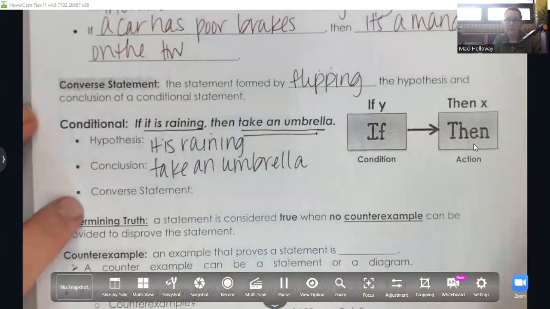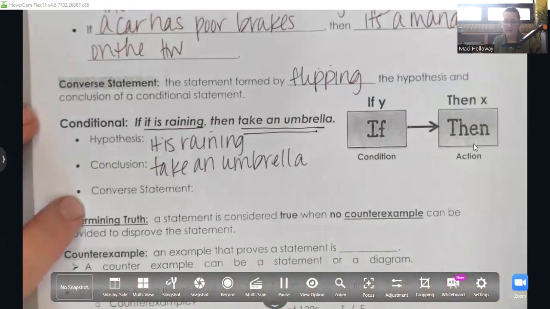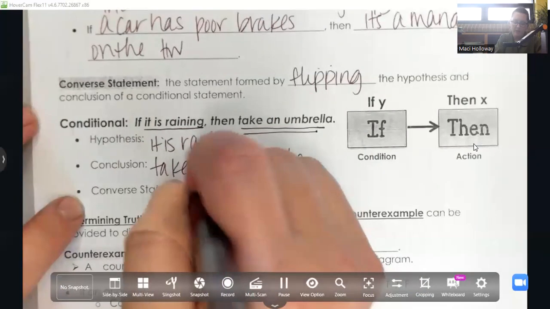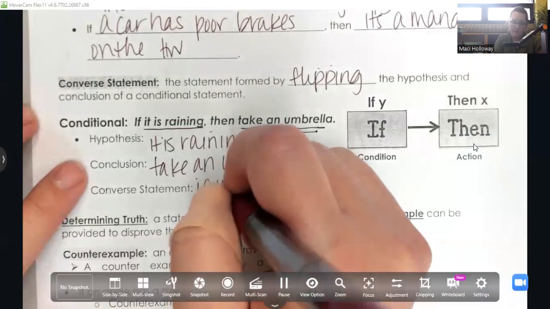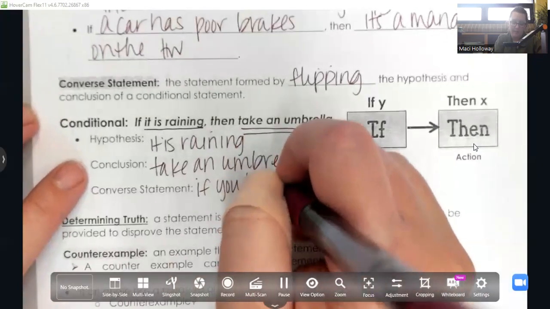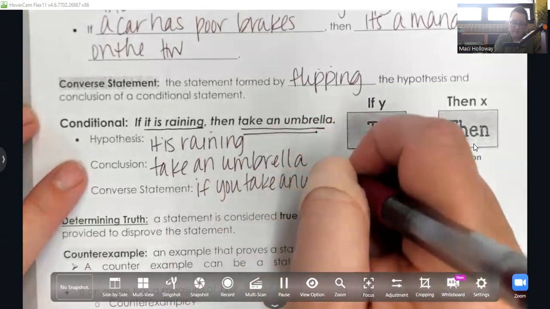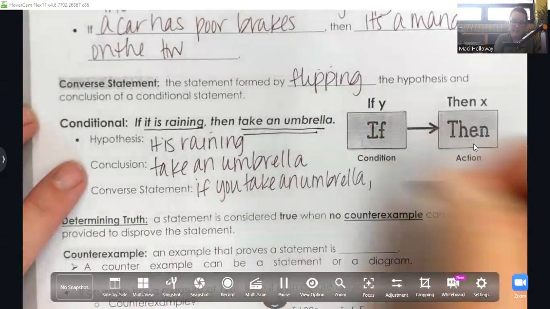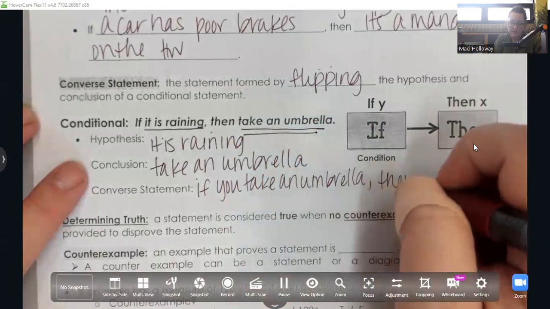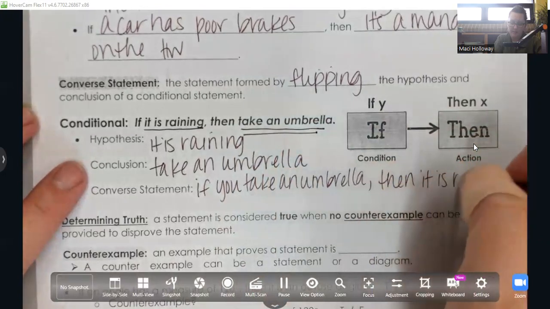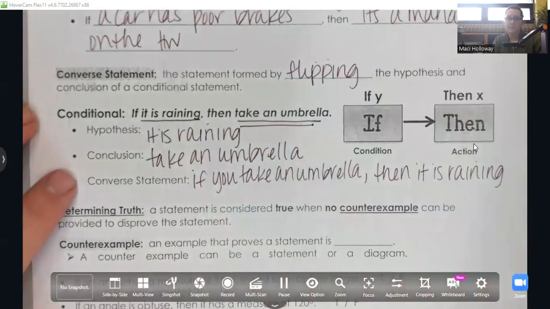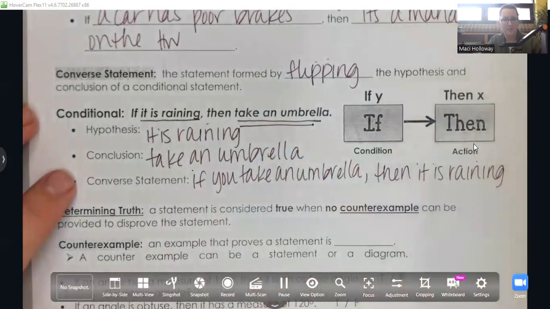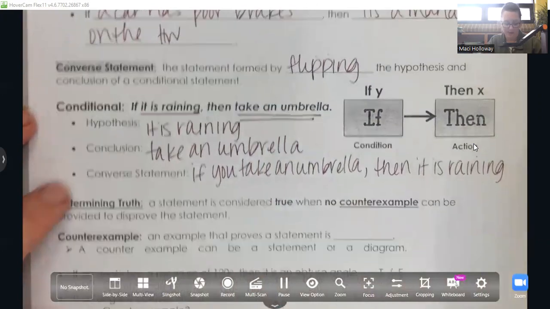The converse is the flipped version of that statement. The if and then stay in the same spot, but the conclusion becomes the hypothesis. So if you take an umbrella, then it's raining. So sometimes that's not necessarily true, right? Just because you take an umbrella doesn't mean it's going to be raining.